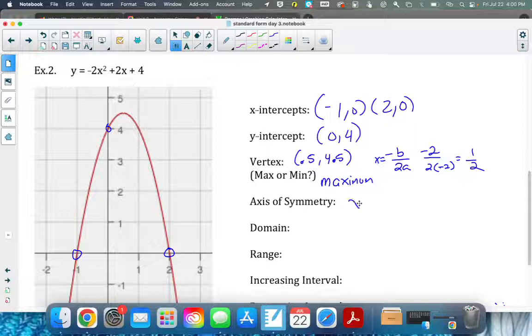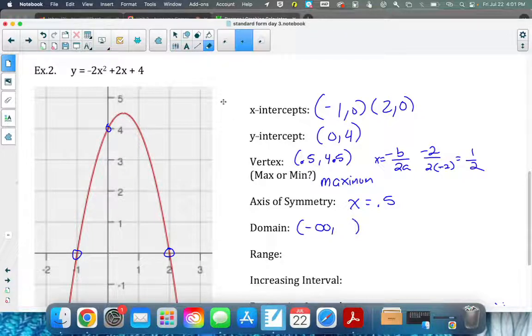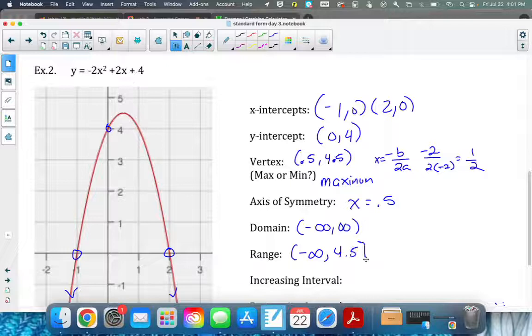My axis of symmetry is either x equals 0.5 or x equals a half, right? It has to be the x value. The domain, again, has not changed and won't until we start talking about real world functions. So it's -infinity to +infinity. All right, so let's take a look at the range. This time my graph is going down. So we already said this was a maximum. So remember, we put our lowest number first. So it's -infinity to that 4.5, that y value of that vertex. That vertex gives us so much information.